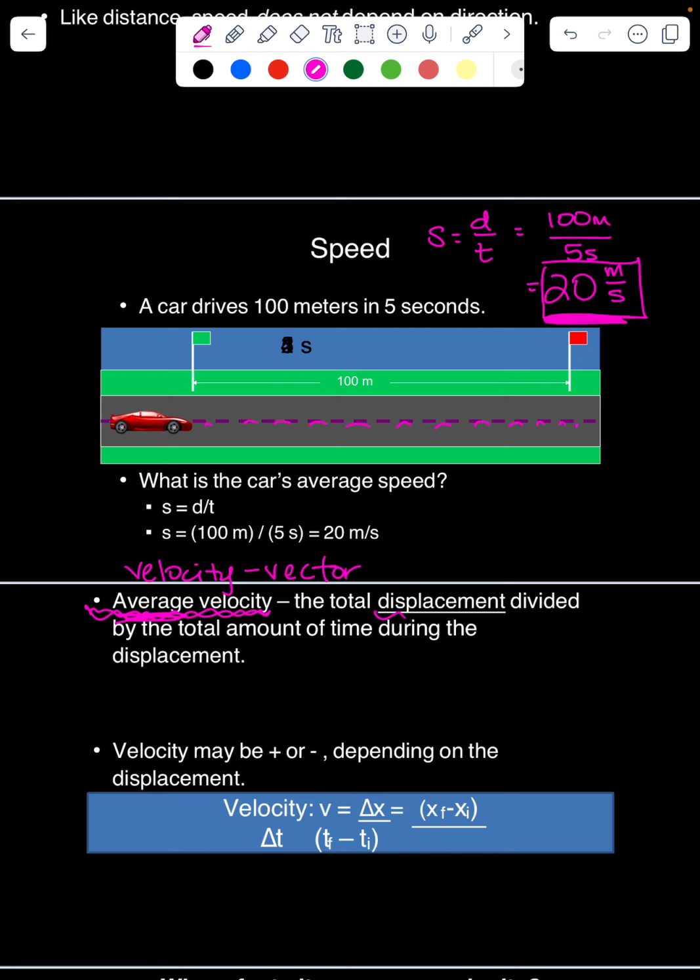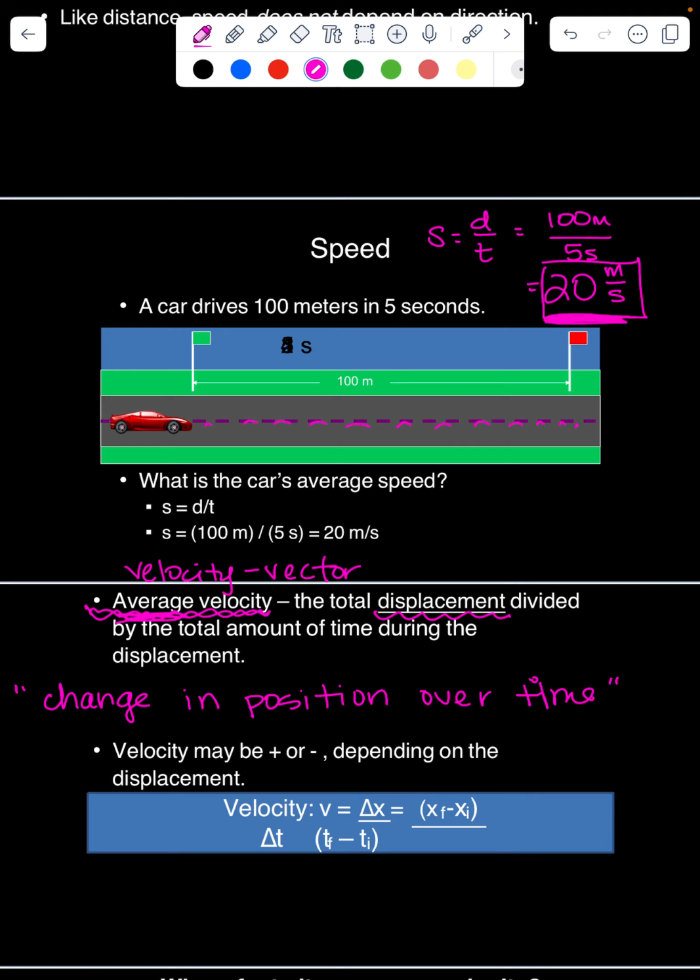Velocity is the total displacement. So we know that displacement is a change in position divided by the total amount of time during the displacement. So in this space right here, I want you to reword that. I want you to say it is our change in position over time. It's our change in position over a certain amount of time.